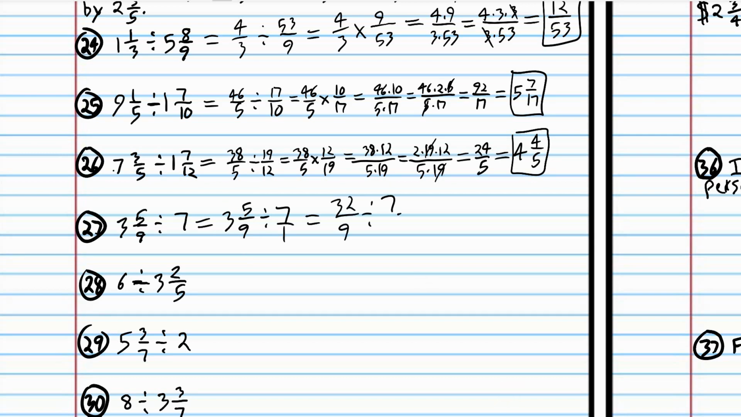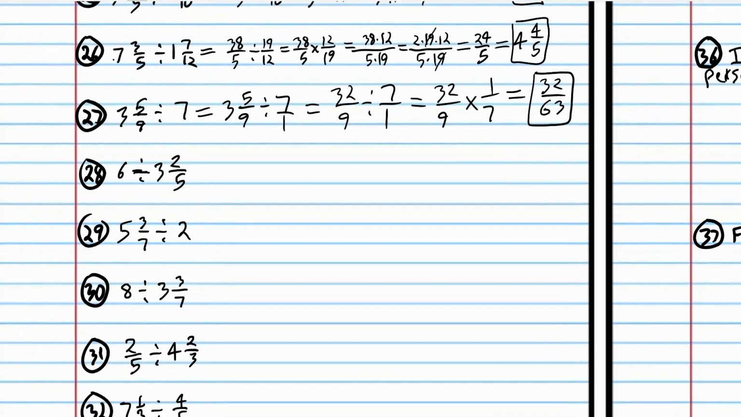And now we're just back to the same old thing. Okay, the dividend stays the same. You change the sign to multiplication, flip the divisor. 32 times 1 is 32, and 9 times 7 is 63. So we got off easy on that one because that's actually not reducible, or able to be reduced.